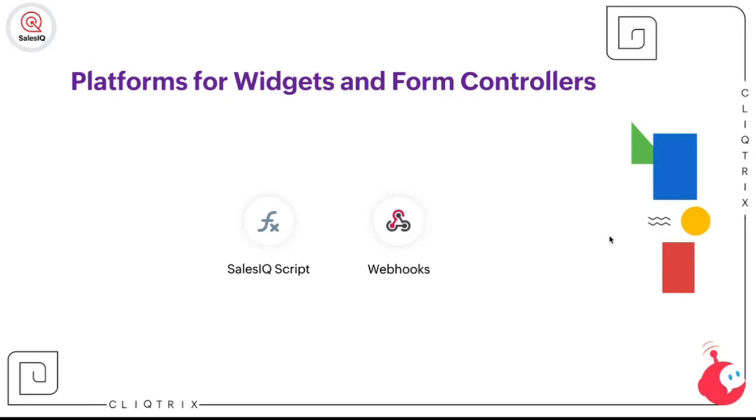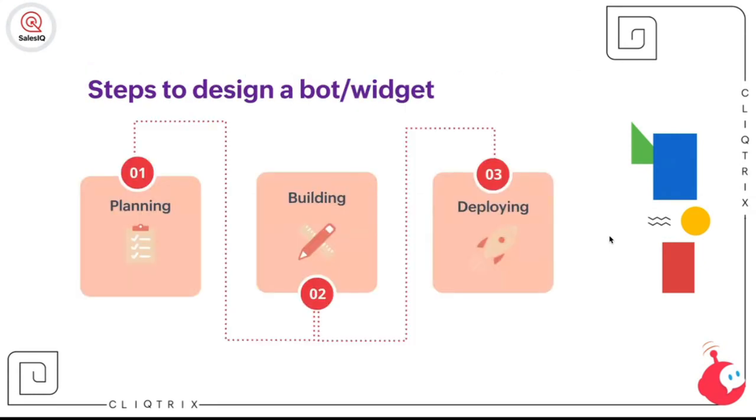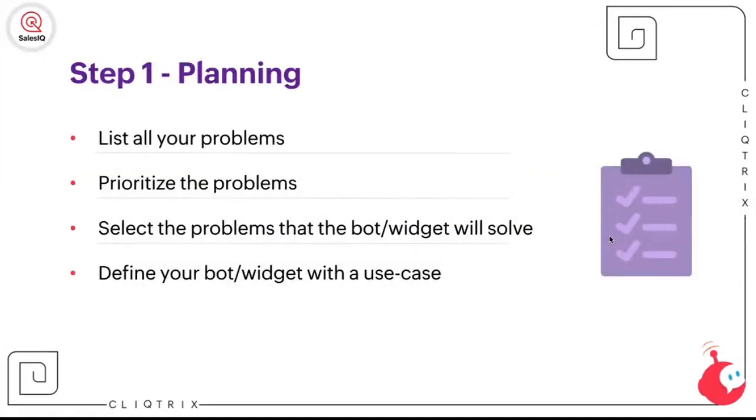So now that we know what Zobot and widgets are and the available platforms for building them, we'll learn how to design them. Designing is an initial and crucial step when building Zobot, widgets, or pretty much anything. Here you have to define the purpose, overview, and actions you're trying to achieve. So the first step is planning, the next step is building, and the third step is deploying.